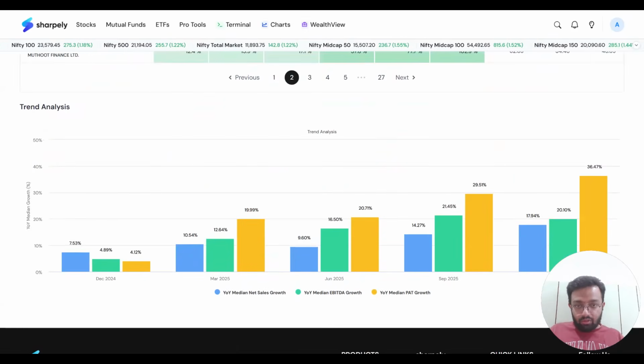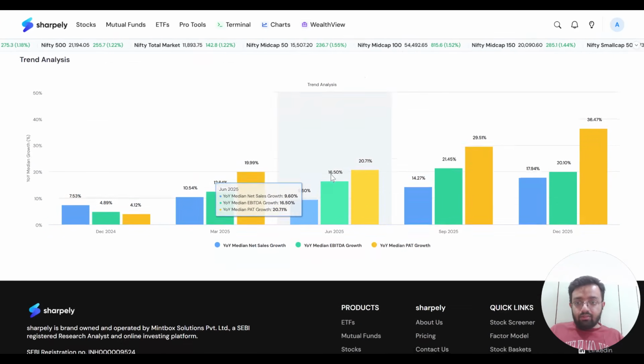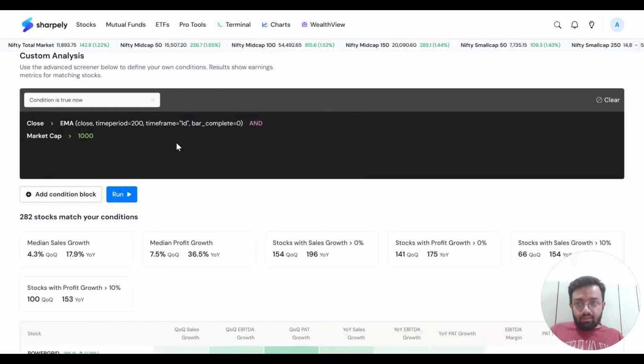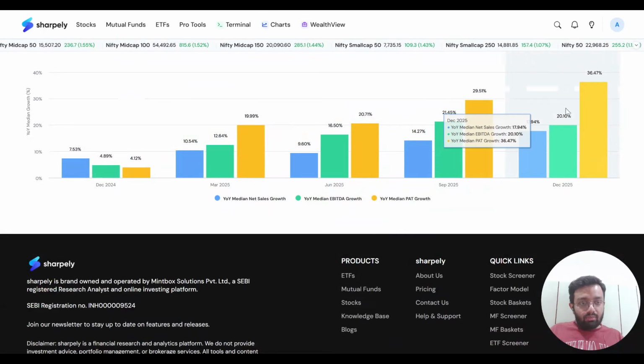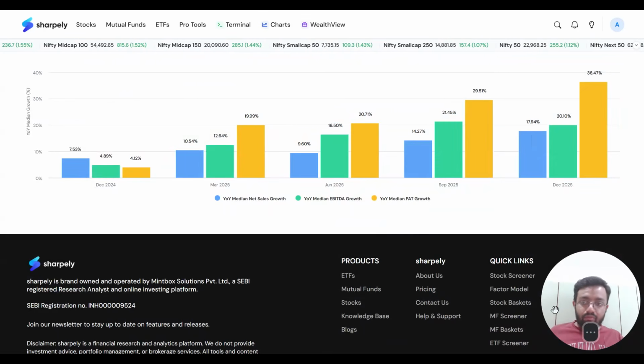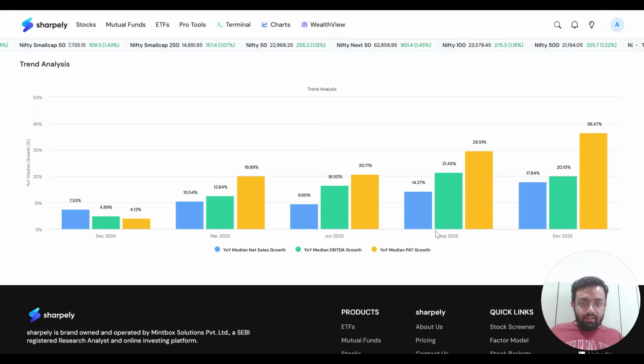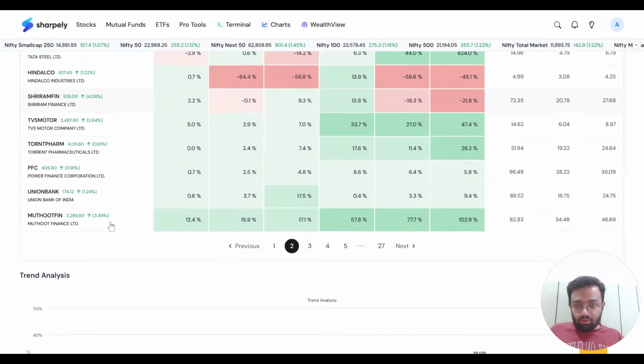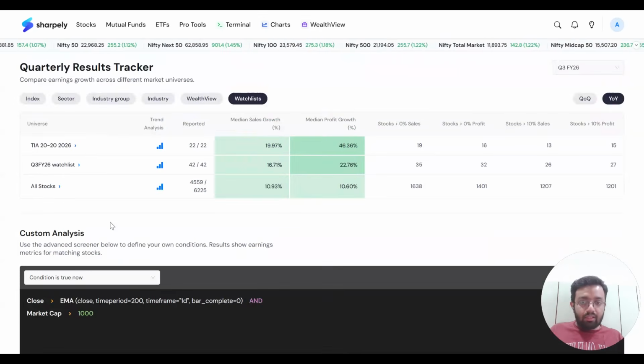Another thing is you can also have the trend analysis. As you can see, for the December 25 quarter, the stocks that are above the 200-day EMA reported very strong numbers, and that makes sense, right? Because in the last few weeks, the market has fallen a lot. So if the stock is trading above the 200-day exponential moving average, it must be doing something good. The company must be doing something good. So all strong stocks you can easily filter out and do the analysis.